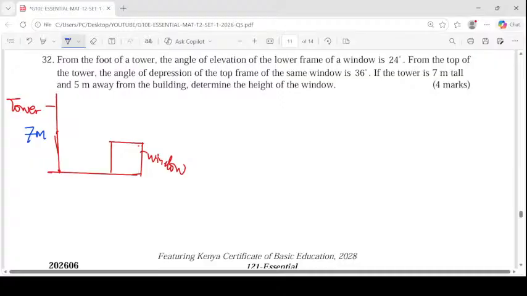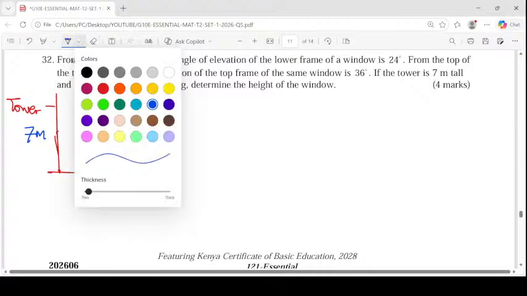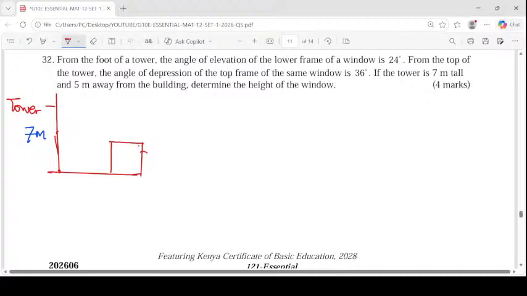Oh, so this is a tower. Let me assume this is the window. If this is the building, I've now gotten the point on the building. Let us have our window at this particular case. Let us say our window frame is here. This is our window. The shaded part is the window of the building.